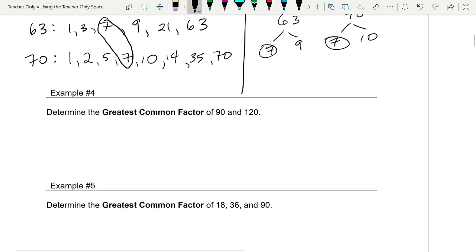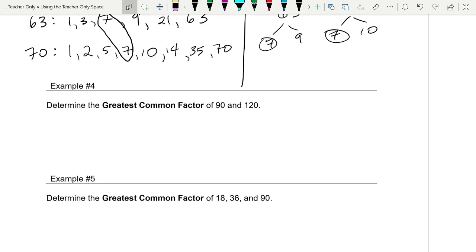All right. Let's try one that's a little tougher. And maybe this time, let's use the factor tree method and make our prime factorization statement. So the greatest common factor of 90 and 120. So how about 90? 90 is, let's see. Okay, it's 3 and 30, which is 3 and 3 and 10, which is 2, 3 and 3 and 5. 2, 3 and 3 and 5, right?